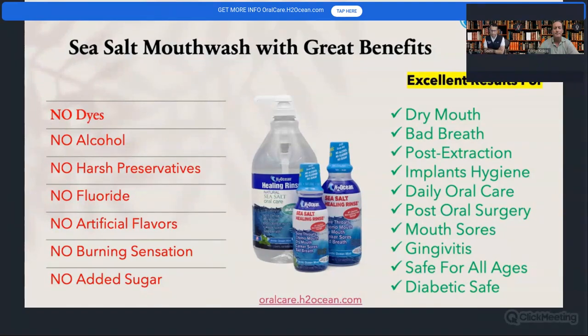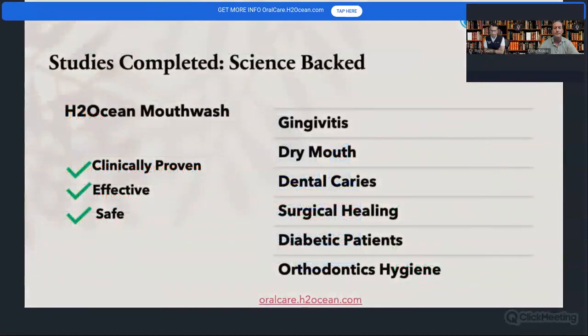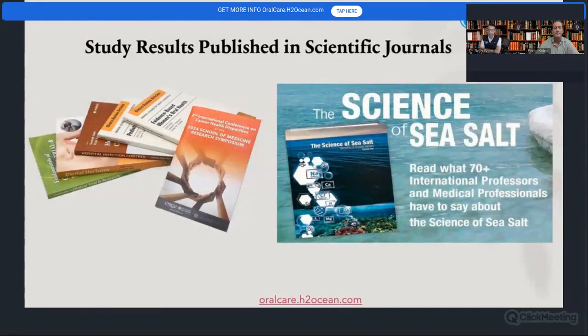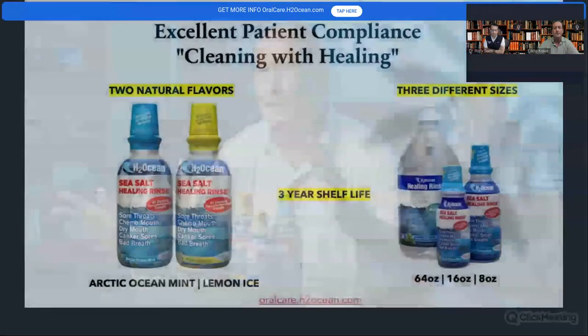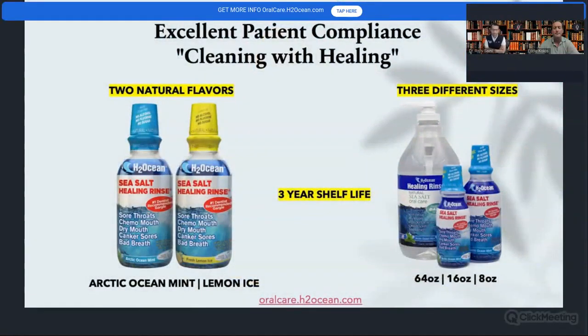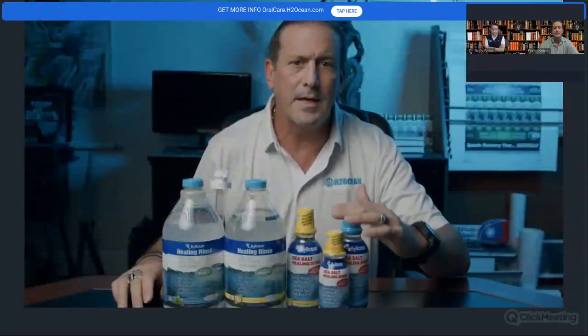H2 Ocean's mouthwash isn't just a product, it's a scientifically proven solution. We conducted extensive studies on its effectiveness in treating gingivitis, dry mouth, dental caries, and for orthodontic hygiene. These studies have been published in reputable scientific journals. H2 Ocean has become the #1 post-dental care mouthwash for surgery, orthodontics, and implants. We offer excellent patient compliance with our cleaning with healing approach. Our product comes in 2 natural flavors, the Arctic Ocean Mint and the Lemon Ice, in 3 different sizes to suit your various needs: the 64 ounce, the 16 ounce, and the 8 ounce.